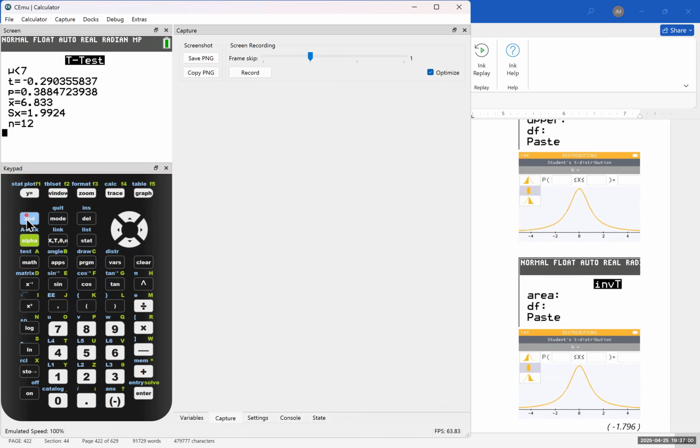All right, so let's quit out of this. Let me clear that. And we want to go to inverse t. So that's going to be in our distribution functions here. Go to the fourth one down. We have an area of 0.05 with 11 degrees of freedom. Okay, negative 1.796.